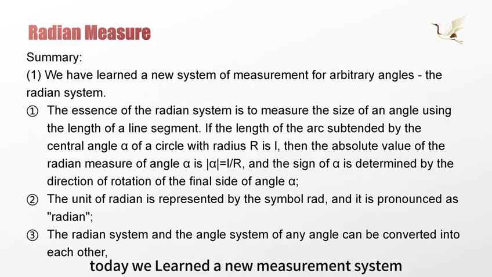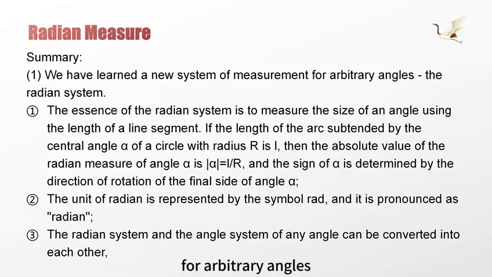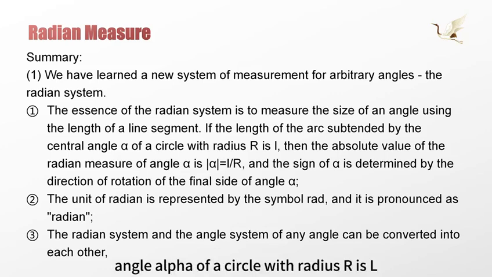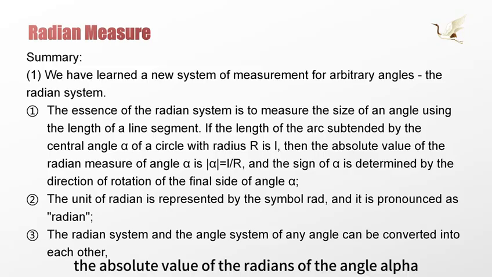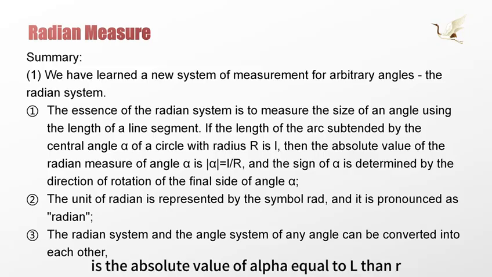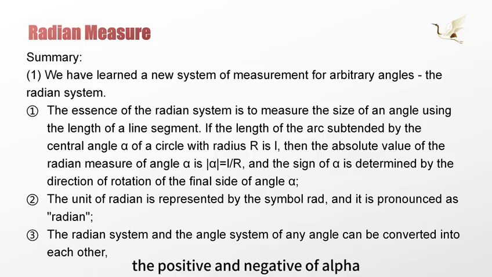Today we learned a new measurement system for arbitrary angles, the radian system. The essence of the radian system is to use the length of a line segment to measure the size of an angle. If the arc length of the center angle alpha of a circle with radius r is L, the absolute value of the radians of the angle alpha is: absolute value of alpha equals L over r. The positive and negative of alpha is determined by the rotation direction of the terminal side of the angle alpha.